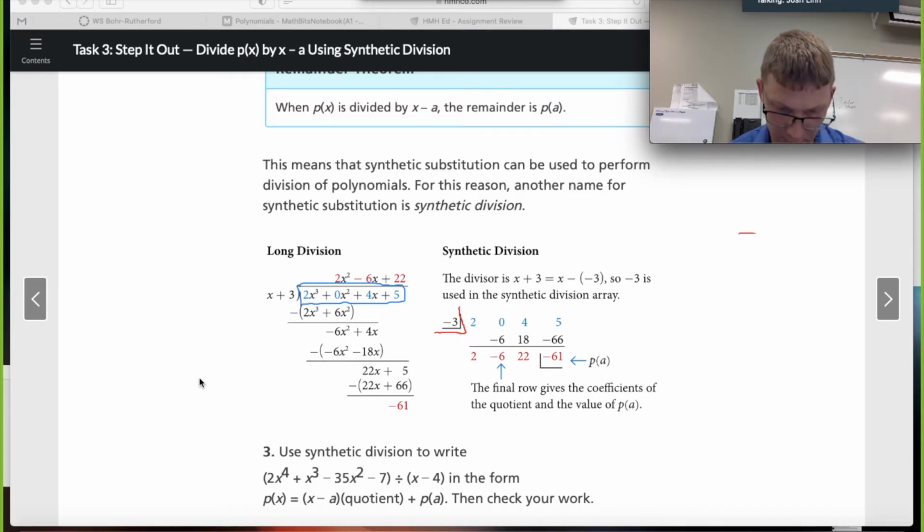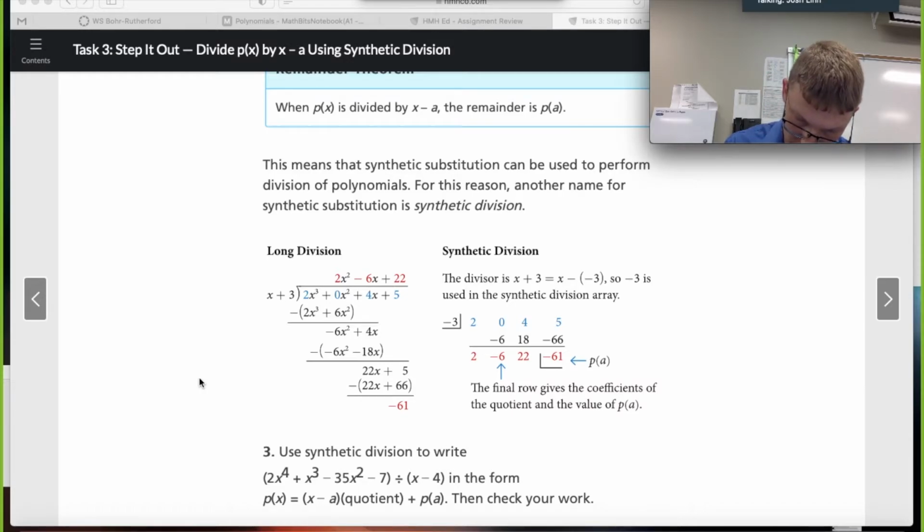We're going to take those coefficients, and it is in standard form, so that is important for synthetic division, but you've got your 2. Notice that you have your 0. Same thing for both ways. It is a placeholder, and then you've got your 4 and your 5 coming from 4x and then 5. So then it's just going to be your normal synthetic division steps.